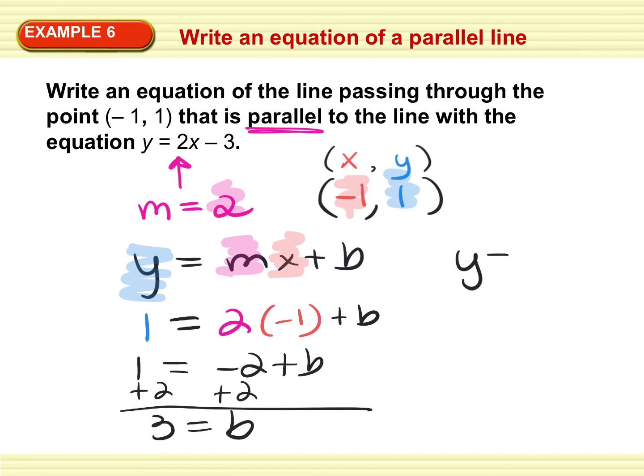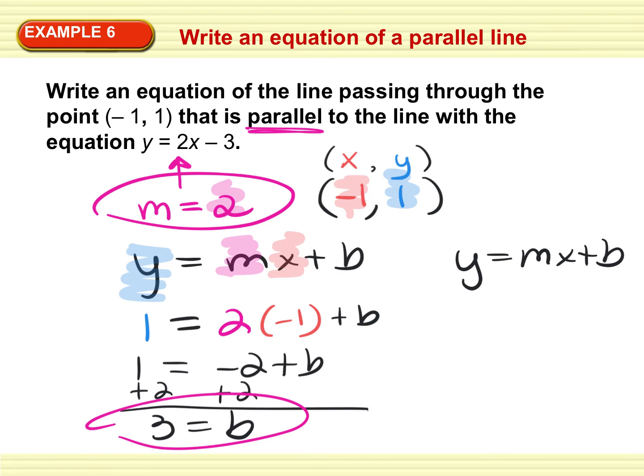So now I take the y equals mx plus b again. I'm going to use this slope and this b. So I'm going to plug those in. So y equals 2x plus 3. And that will be my equation that is parallel to y equals 2x minus 3 that goes through that specific point of negative 1, positive 1. Now, you might have also learned point-slope. That's another way to do it in your algebra course, but we're just going to stick with slope-intercept.